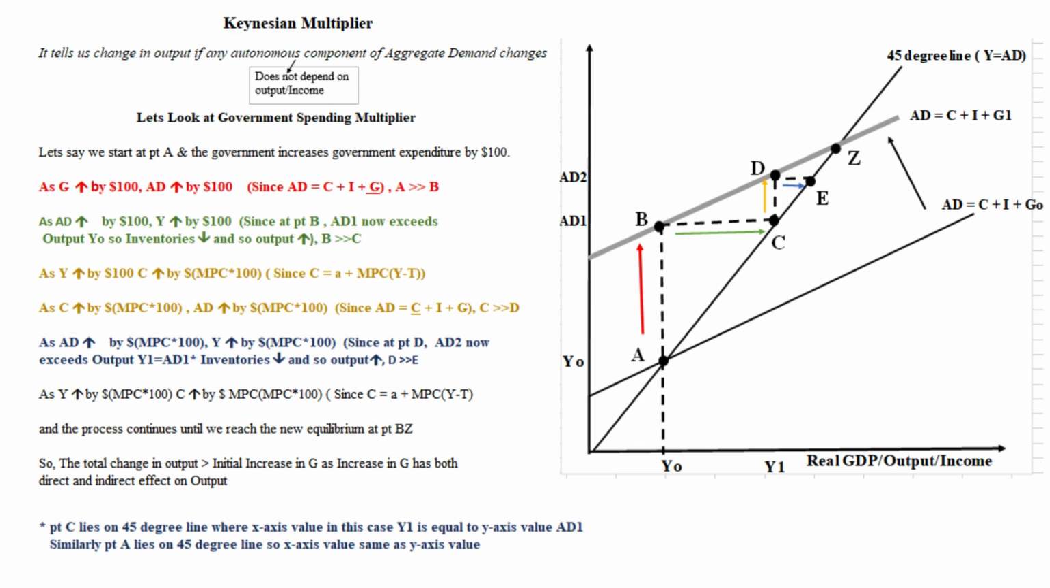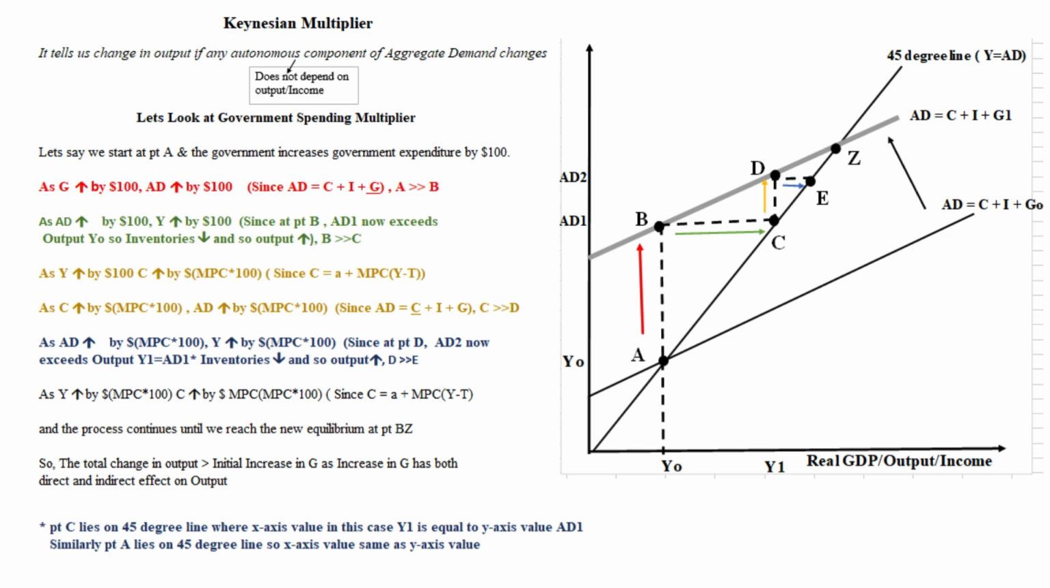Now, when we're at point D, again, what we see is aggregate demand at point D, which is given to us as ED2, exceeds output at point D, which is given to us as Y1, which is equal to AD1. How do we know that? We know that because point C lies on the 45-degree line, so its x-axis value and y-axis value are the same. So if the y-axis value is AD1 for point C, then its x-axis value, which is Y1, is also equal to AD1. So we can see that at point D, aggregate demand, which is AD2, exceeds output, which is Y1. So again, we have a case of excess demand at point D, just like we had at point B.